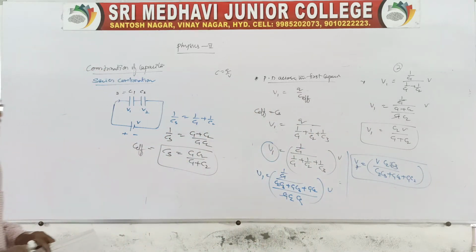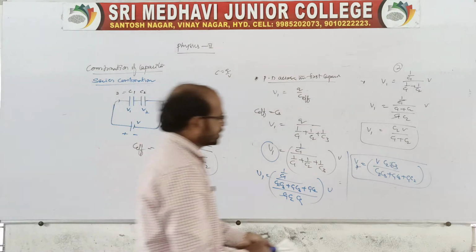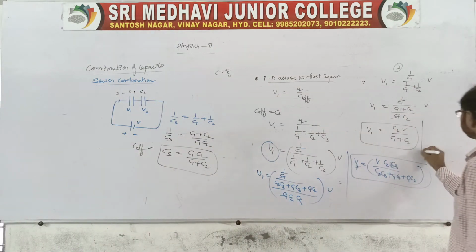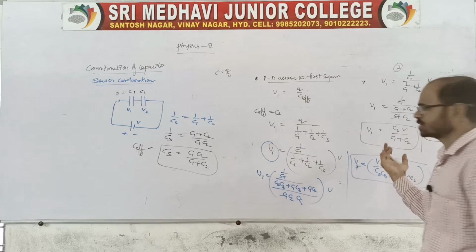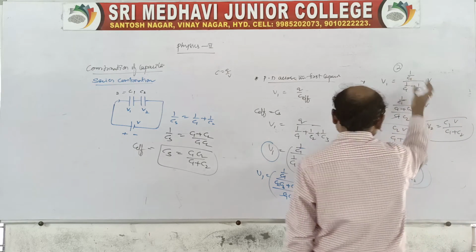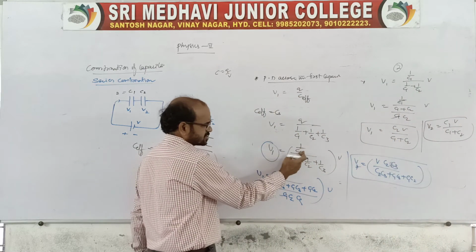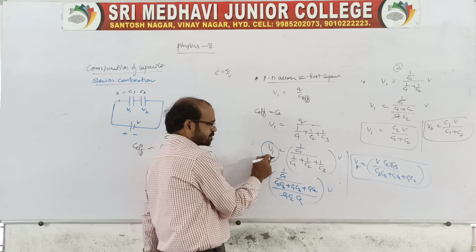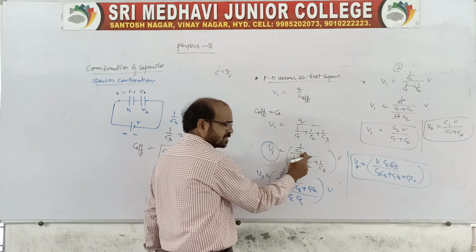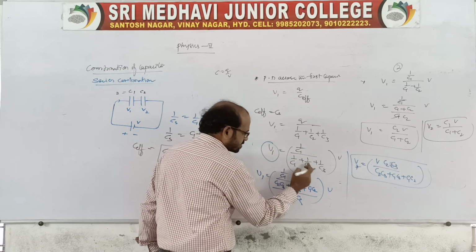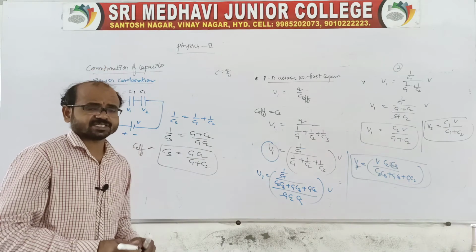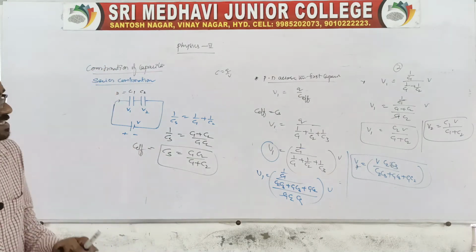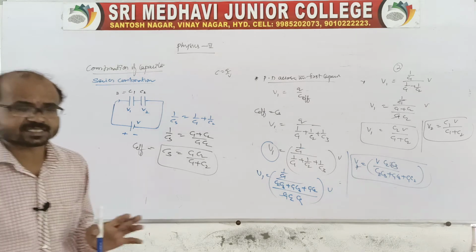Clear? So this is what it is. If it is connected like this, suppose I want to find V2. V2 is equal to C1 V by C1 plus C2. If you want V1, you write C2 here; for V2, you write C1 by C2. Suppose if three capacitors are connected, then for the third capacitor's potential difference, V3 is equal to 1 by C3 by 1 by C1 plus 1 by C2 plus 1 by C3. You do it like that, and we'll get the individual potential differences of the given capacitors which are connected in series.